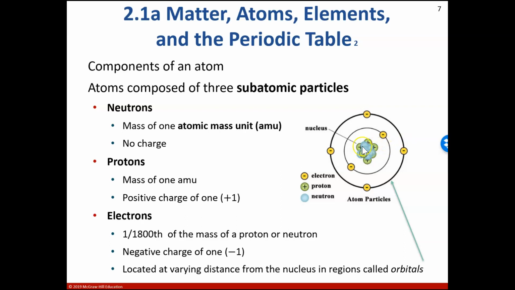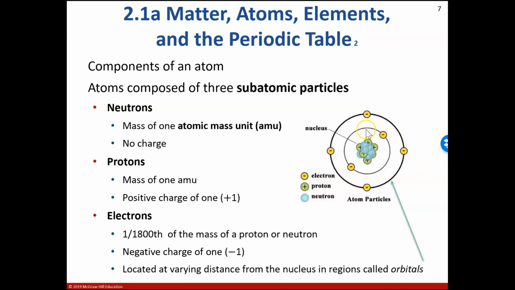So now we'll talk about some of those subatomic particles. We have neutrons in here, which are the blue bubbles. This is going to consist of the mass of one atomic mass unit, or AMU, and there's no charge to this. So neutral, you can think neutral. And then our protons are the green bubbles here with the plus sign, and this is going to be the mass of one AMU, and they have a positive charge.